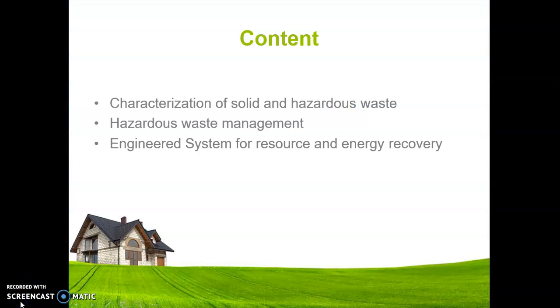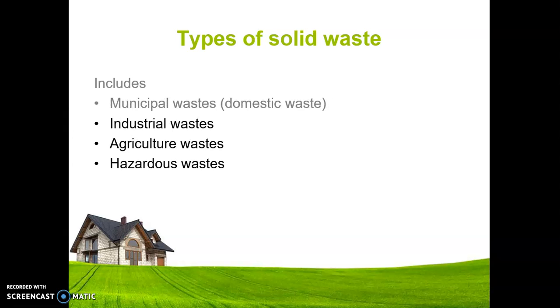Okay. So the content of this chapter would be the characterization of solid and hazardous waste, what is hazardous waste management, and the final part is the engineered system for resource and energy recovery. Okay, right. So the first topic, I will explain the types of solid waste. Basically, we have 4 types of solid waste, which are municipal waste, known as domestic waste, industrial waste, agricultural waste, and also hazardous waste.